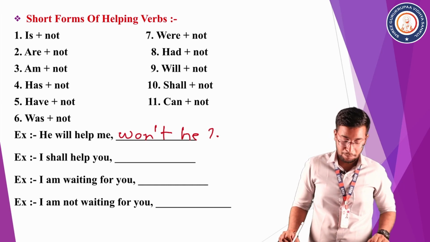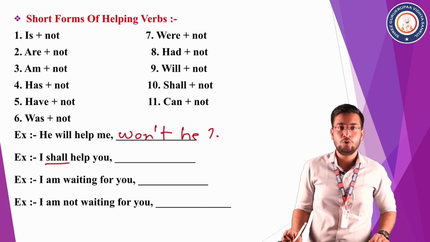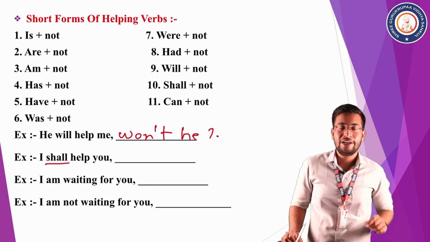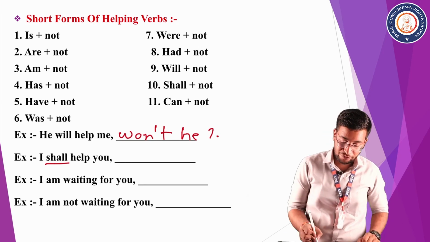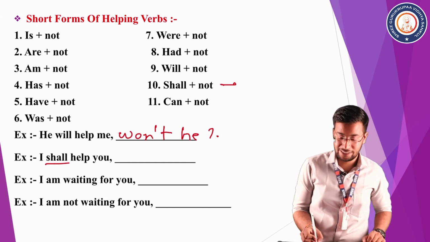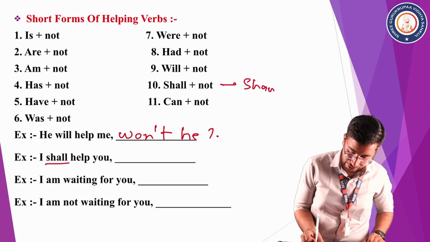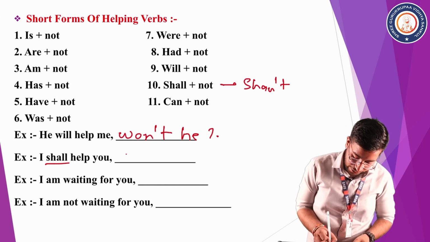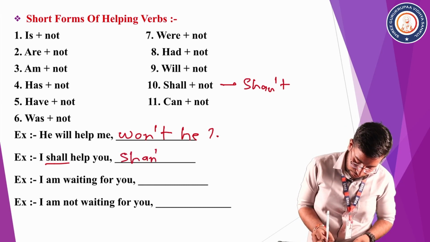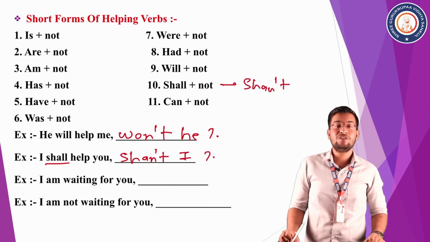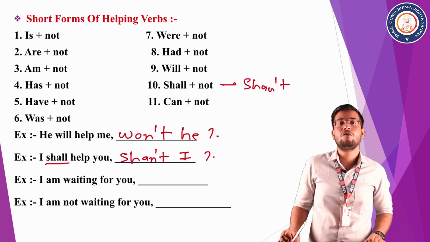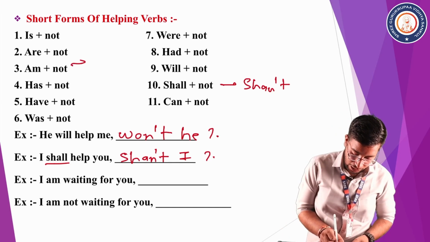Let's see another example. I shall help you. So shall will be the helping verb, and because it is an affirmative sentence the tag will become negative, but we are aware that shall plus not becomes shan't, so it will be shan't. I think it is clear to you. I am waiting for you. What will be the short form of am plus not? It will be aren't.